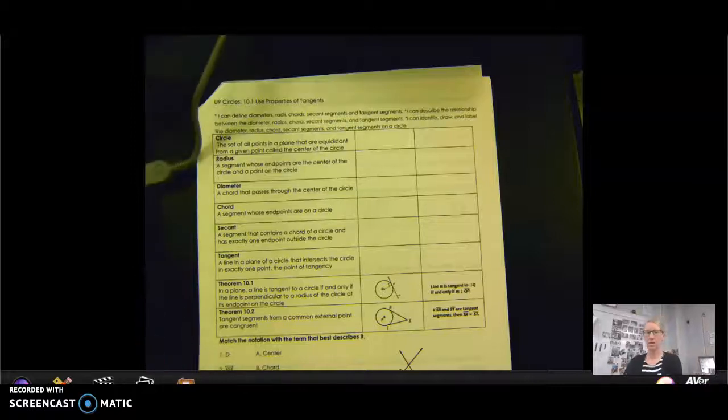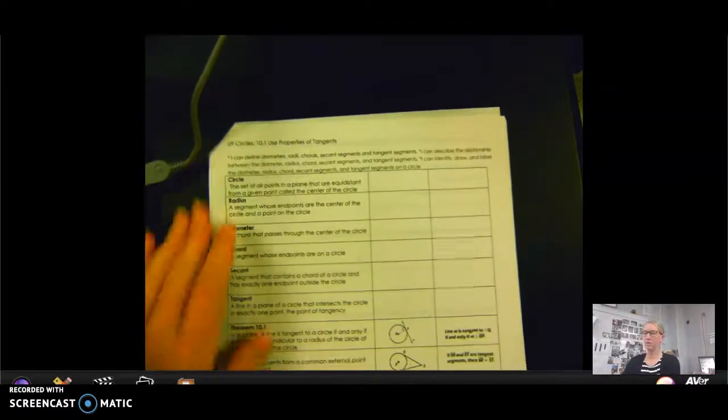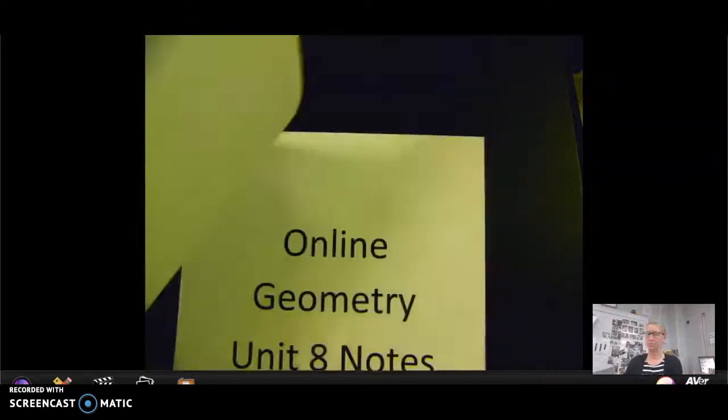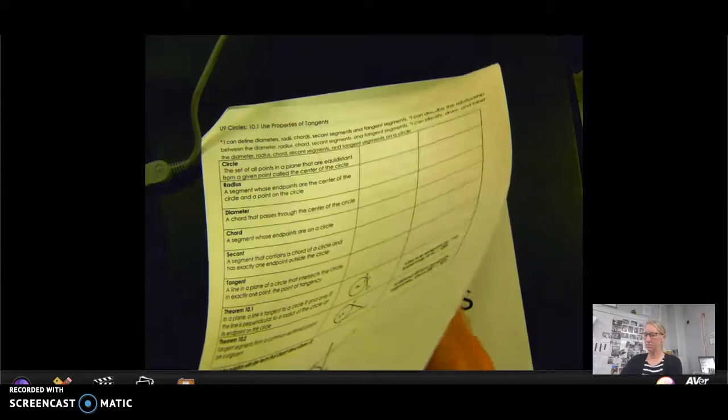Okay, so here we go on Unit 10, or what I'm calling Section, Chapter 10. This is actually going to be Unit 9 notes. So, Unit 9 notes: circles.